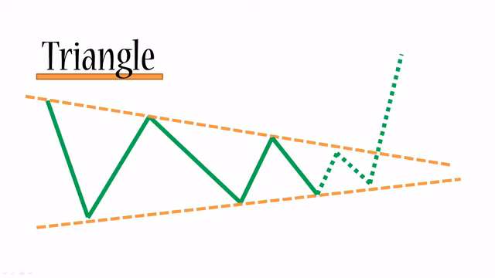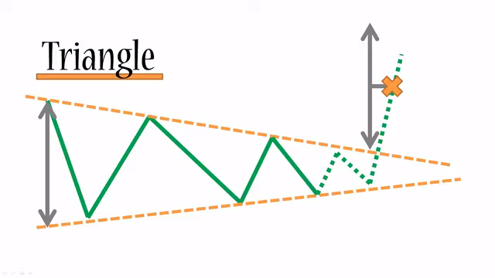So the triangle is also a very good pattern because it actually gives you targets. If you measure the base of the triangle and then you copy this measurement to the place where you think the price will shoot out, then an aggressive target is exactly the size of the base. But it is always recommended to go with the more conservative target, which is more reliable, half of the base. So if you measure half of the base from the point where you think the price will shoot out, that's where you should set your take profit.